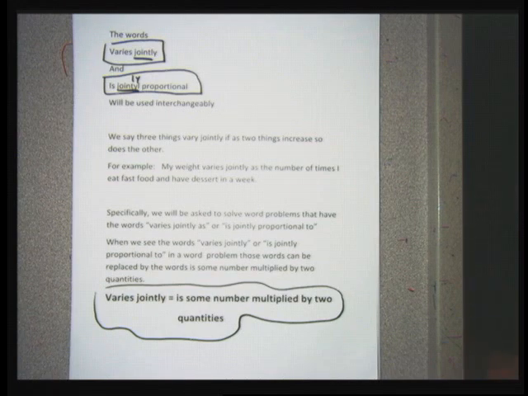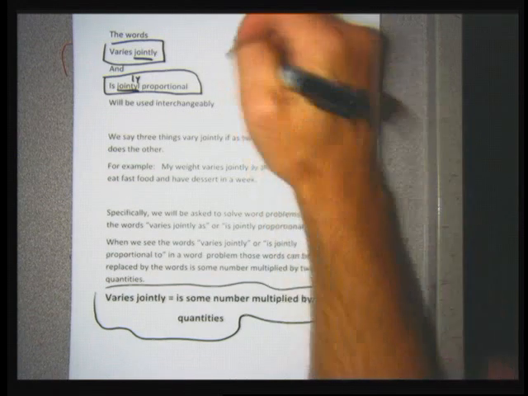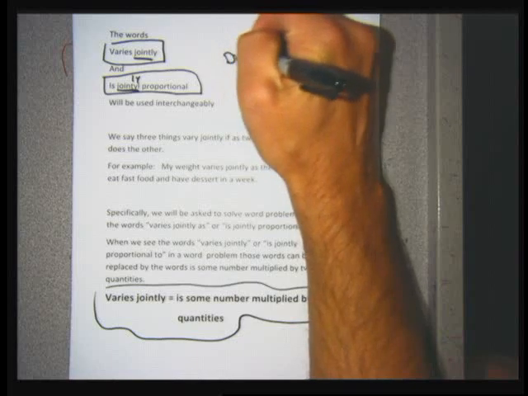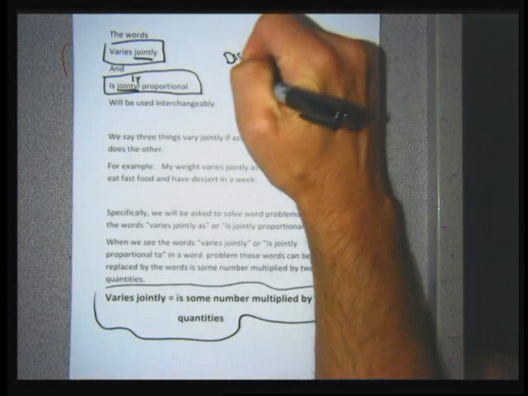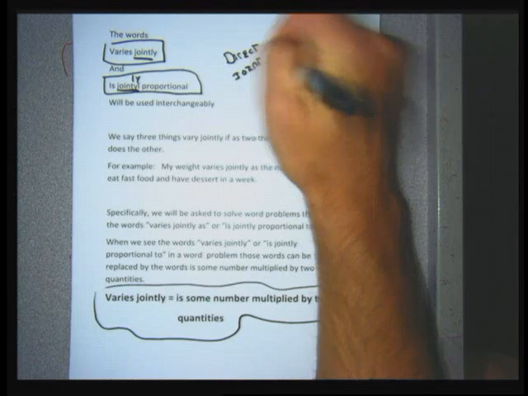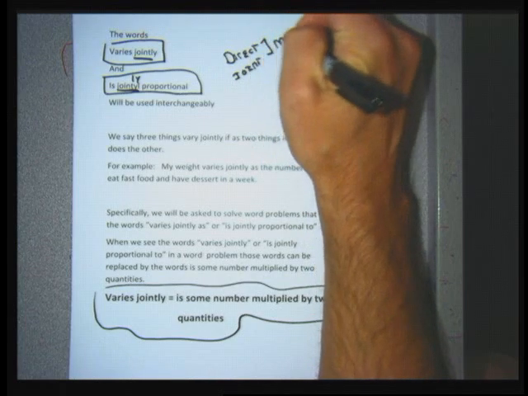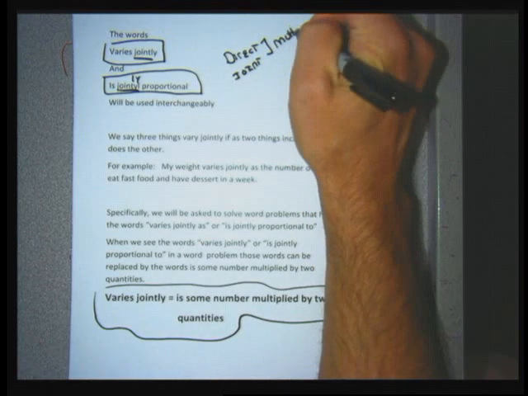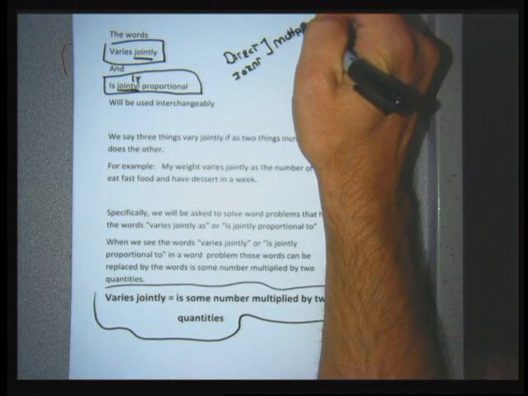So that's the warm-up. There's three kinds of variation. There's direct and joint, which are variations that involve multiplication.